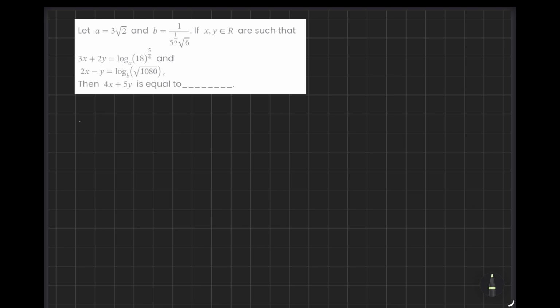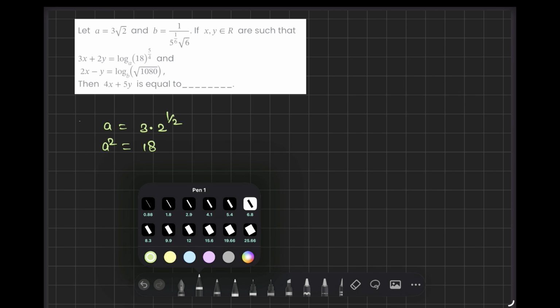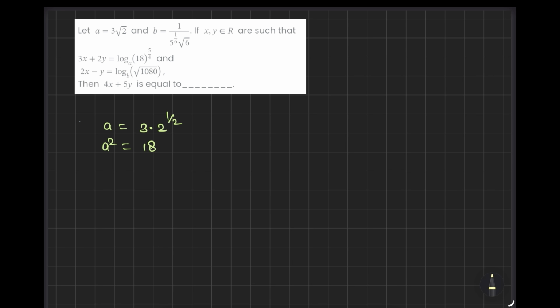So first try to understand what a is: 3 times 2 power 1 by 2. Look at this, suppose we do the square. Just imagine, if we square it, we will have a square equals 9 into 2, which is 18. Means 18 can be written as a square. Is that okay?